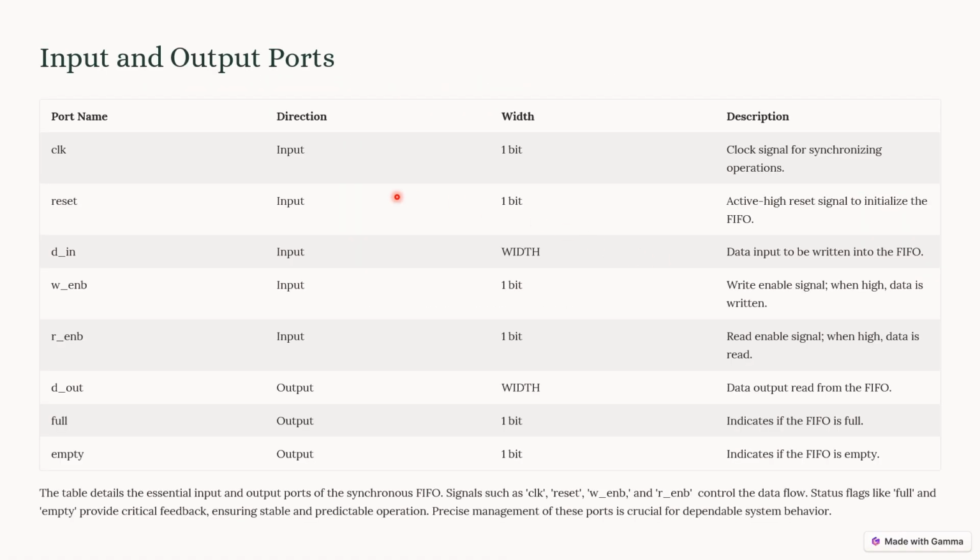Now let us see the various input and output ports that we have seen in our block diagram and their descriptions. Clock is basically used for synchronizing operations. Reset signal initializes the FIFO. D in signal is the data input signal which is written into the FIFO. Write enable signal, when it is high, data is written. Read enable signal, when it is high, data is read. D out signal is the data output which is read from the FIFO. Full and empty are the status flags. Full is set high when the FIFO is full, and empty is set high when the FIFO is empty.